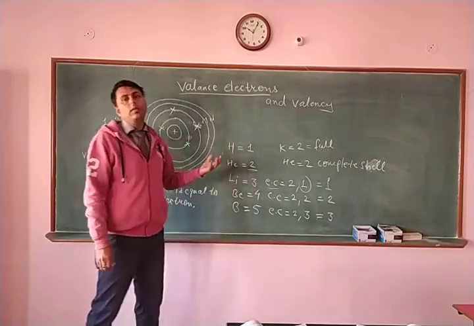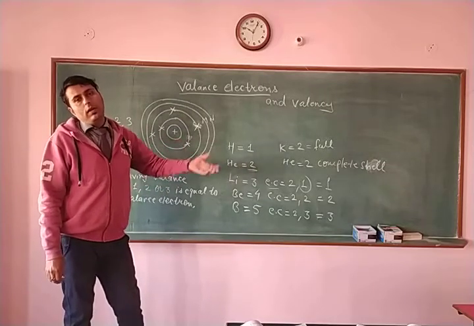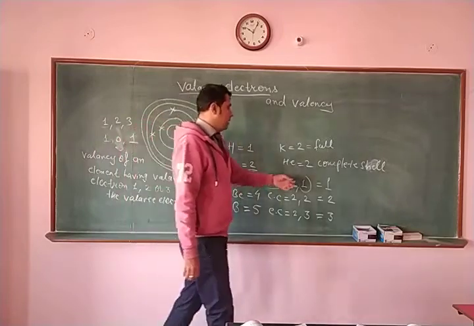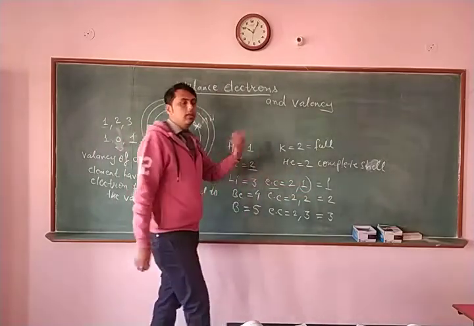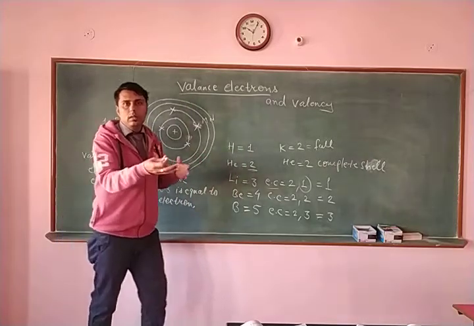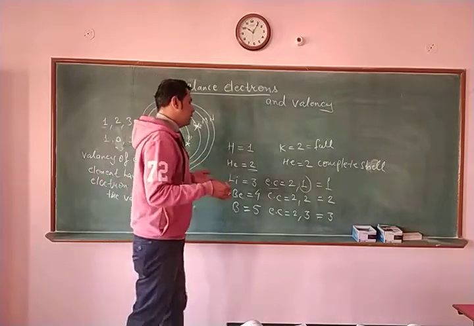But if we define valency, what is valency? The combining capacity of an atom. The valency of lithium is 1. So lithium can give 1 or combine with 1 more electron with another element and form a compound. Okay, so that is the thing.